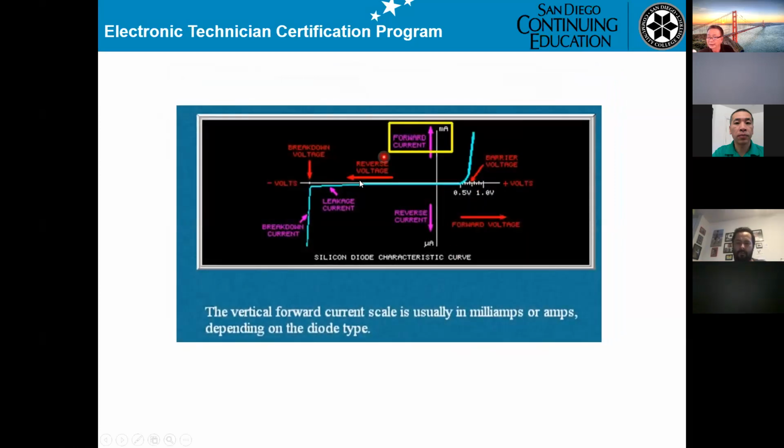If you look at this region right here, that is the region where the diode is working. They call it forward bias. On the other side here, the diode will be off, so that's reverse bias. When you increase more negative voltage to the diode, up to the point where it breaks down, that will cook the diode.